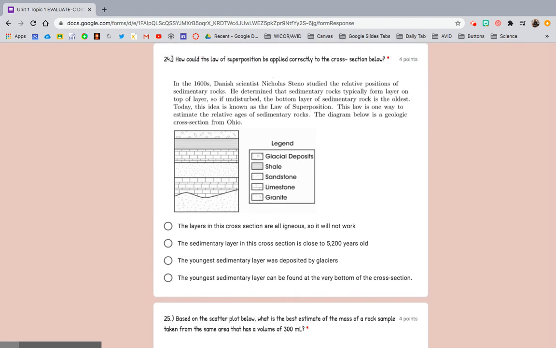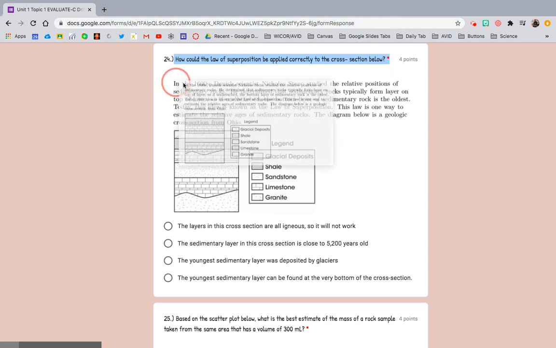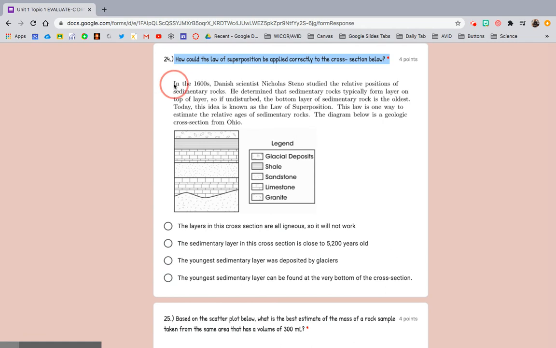Okay, 24, y'all almost getting there. So how could the law of superposition be applied correctly to the cross sections below? So y'all definitely go back and listen to my video. I talk about laundry on the floor and kind of what that reminds me of.